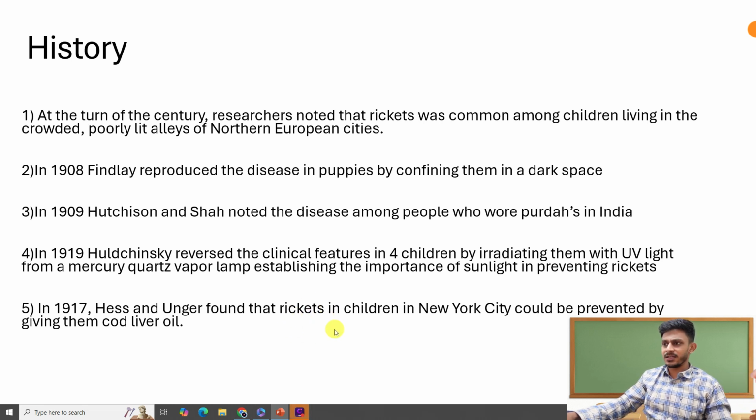And a few people took a few children, radiated them with UV light from a vapor lamp, and noticed that the rickets went away. And also, one more person found out that if they gave cod liver oil to children who had features of rickets, the rickets would go away. So they found that ultraviolet light and cod liver oil, which is rich in vitamin D, were two ways to prevent rickets.